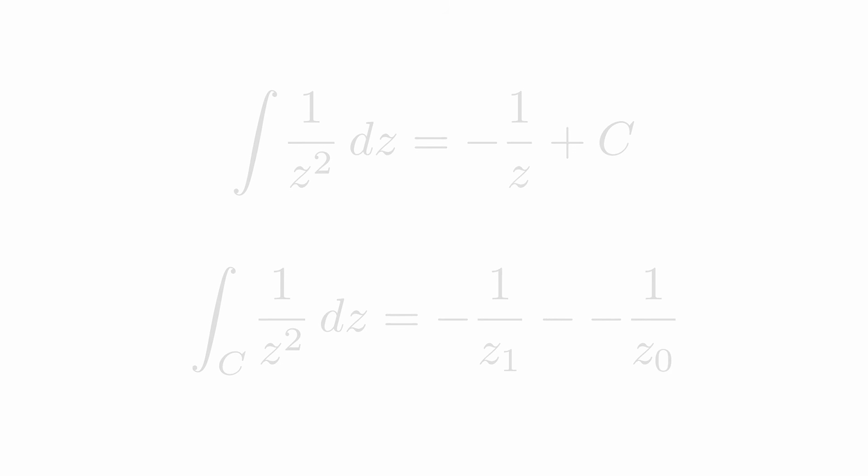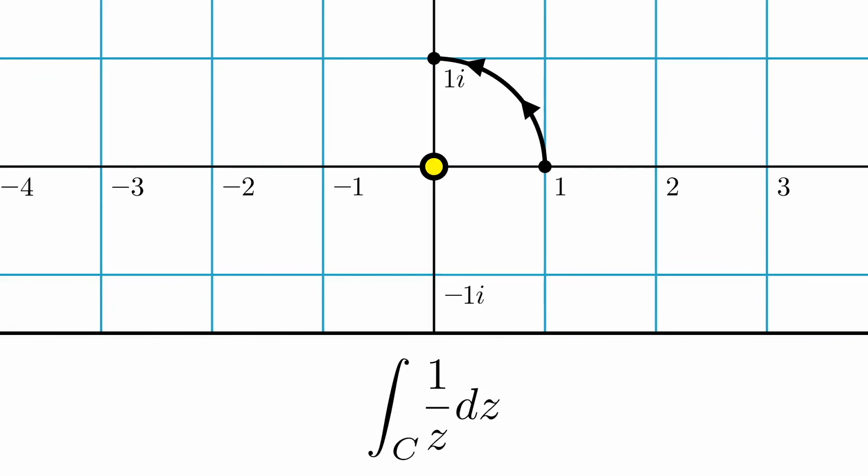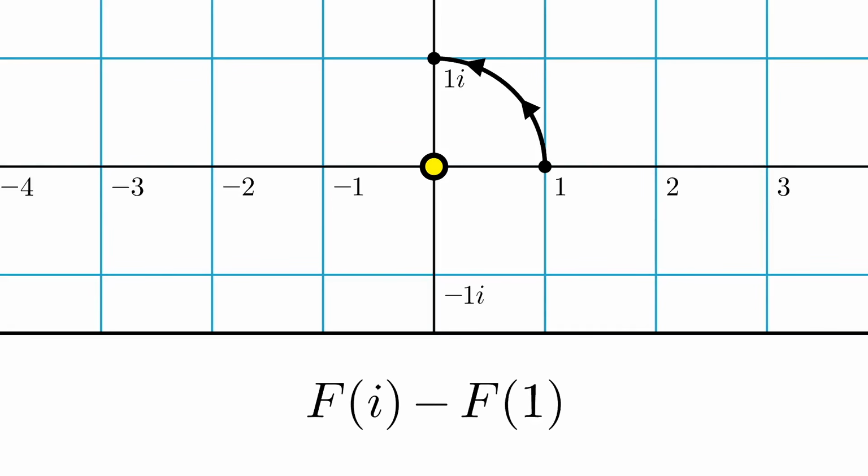So what goes wrong with 1 over z? How is it that integrals of 1 over z end up being path dependent? Let's pull up our example of integrating 1 over z from 1 to i along this quarter of the unit circle. Why can't we just take an antiderivative of 1 over z, plug in the 1 and the i, and be done with it?